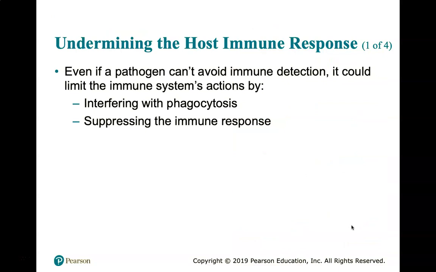Other ways to undermine the host response. Our cells can be evaded by interfering with phagocytosis, or even suppressing the immune response in general, preventing certain chemicals from being made. Phagocytosis, if you recall, is when a cell engulfs a pathogen and it goes into the cell, into the white blood cell, and it destroys the pathogen using enzymes to neutralize it.